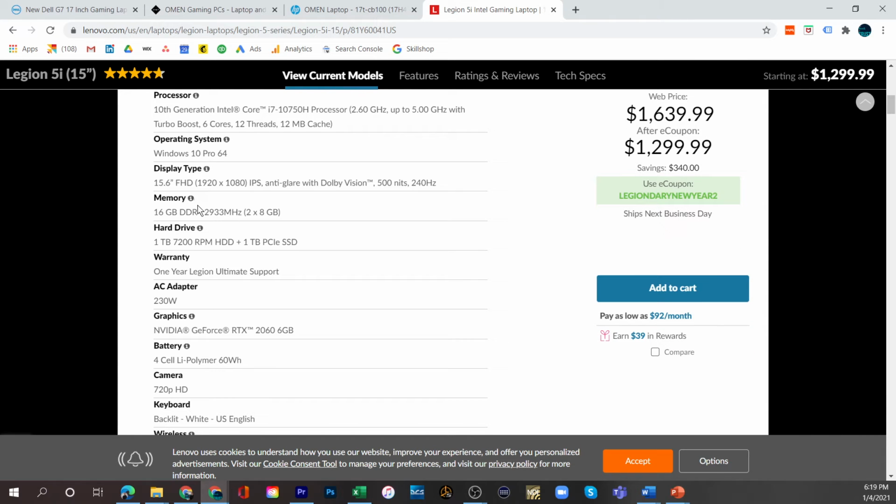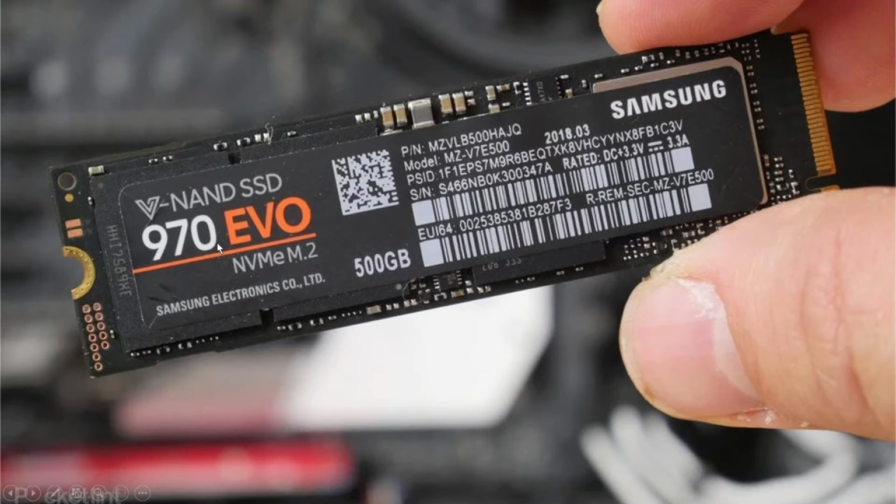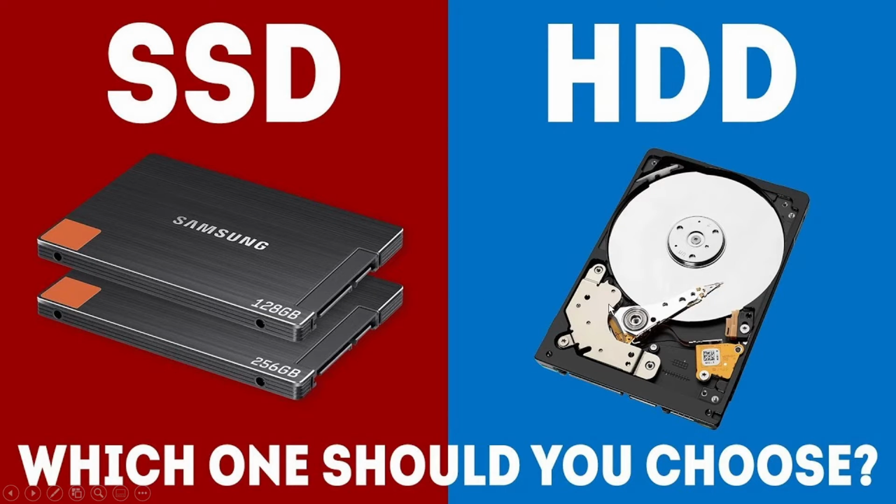But we're right now looking at the hard drive, and here's what we see. We see 2 hard drives. One is a 1 terabyte hard disk drive, so this is the electromechanical type. And the other is a PCI Express SSD. In other words, one of them is going to look like this, except that it's a 1 terabyte, while the other is going to look like this.